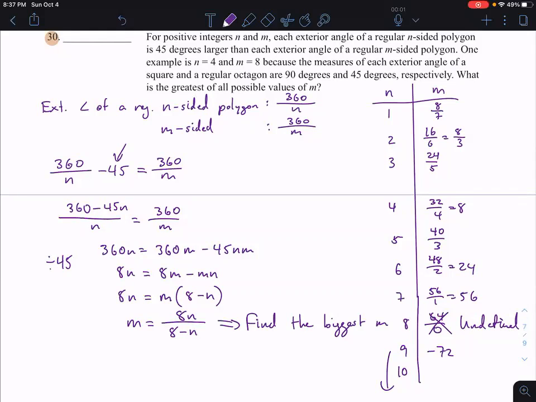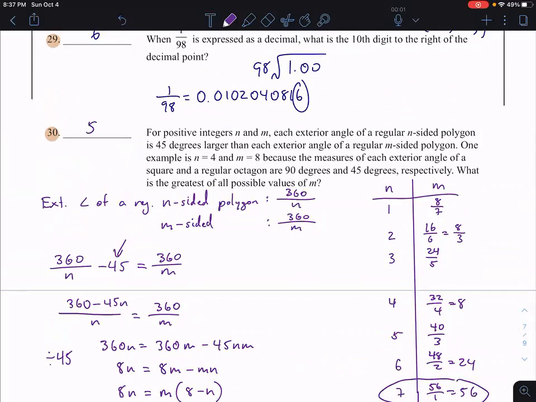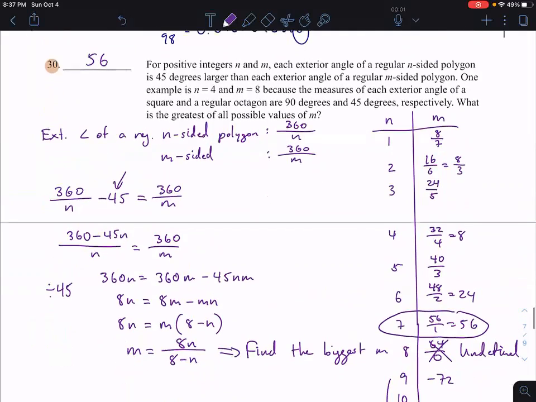So we just have to choose the biggest value of m from all of these first 7 terms. And you can clearly see that when n is 7, m will be the biggest possible m, which is 56. And that means that our answer is 56.